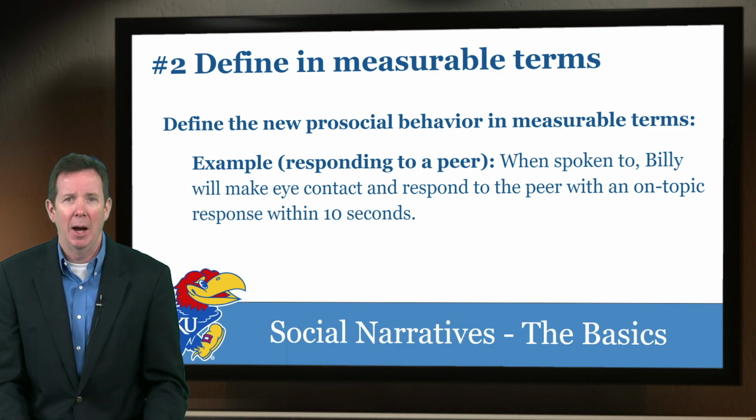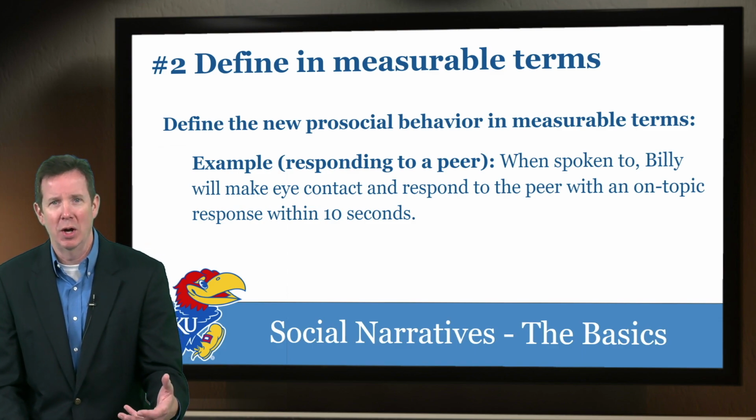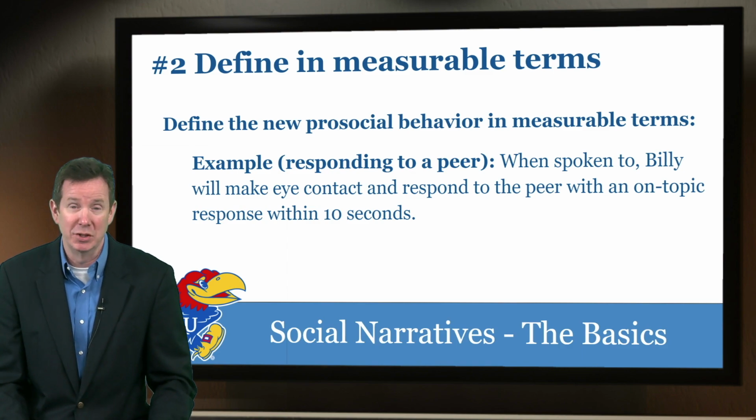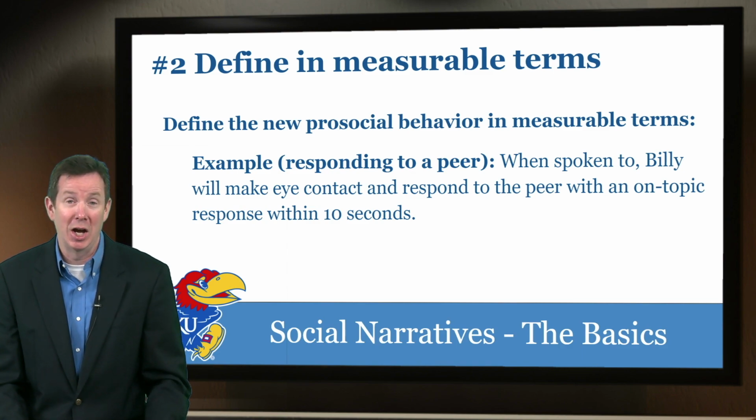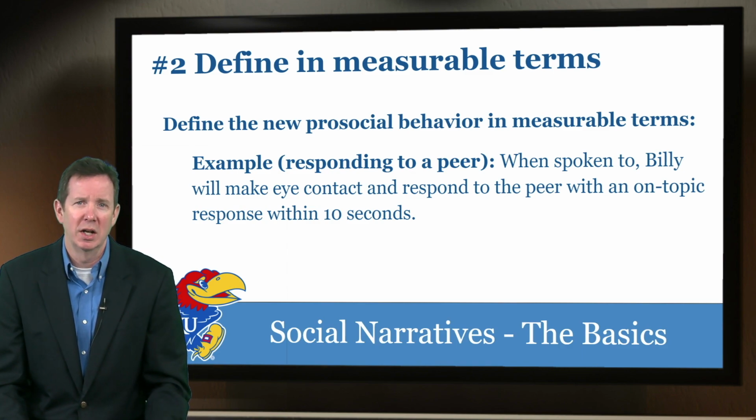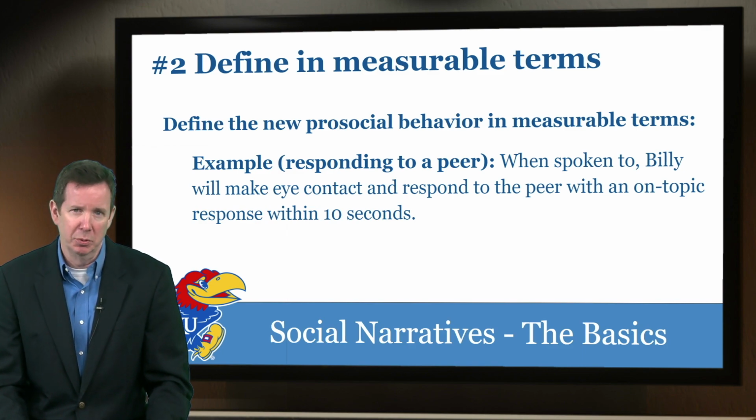Number two, we're going to define what we're trying to address in very measurable terms. Makes sense, right? If we don't know what we're actually trying to do, how can we measure it to determine if we actually have success, not only for ourselves, but for the child that we're working with? So we're going to identify it and define it in very measurable terms.